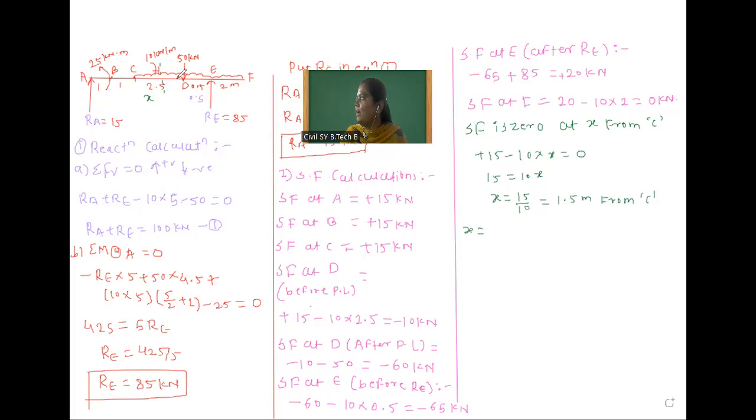The total span is 2.5 meter. It is 1.5 from C, so how much will it be from D? X is equal to 2.5 minus 1.5, which is equal to 1 meter. But you mention here from D. I'm calculating from D because we are calculating moment from this F side. So at that time, this distance is required. To avoid confusion, we will calculate here.